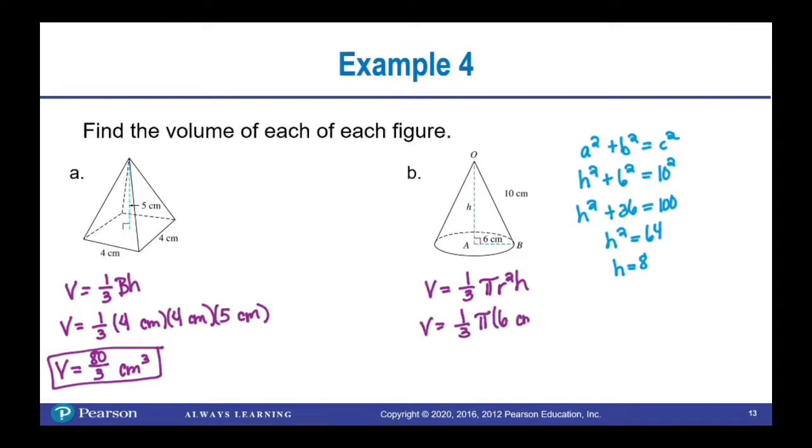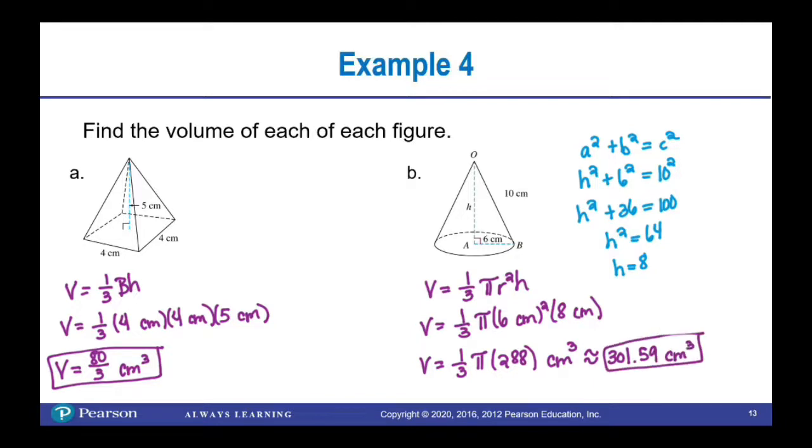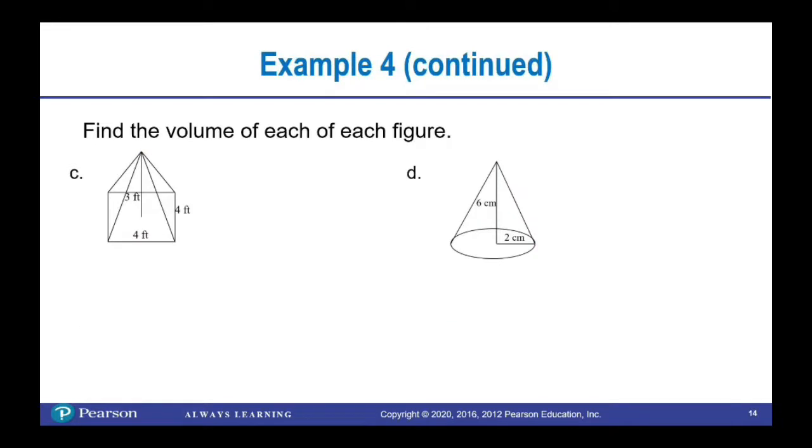So plug in 6 for your radius and 8 for your height. Our units here are centimeters. 6 squared times 8 is 288. Then type this into your calculator. So you type pi times 288 divided by 3, and that gives us approximately 301.59 cubic centimeters.